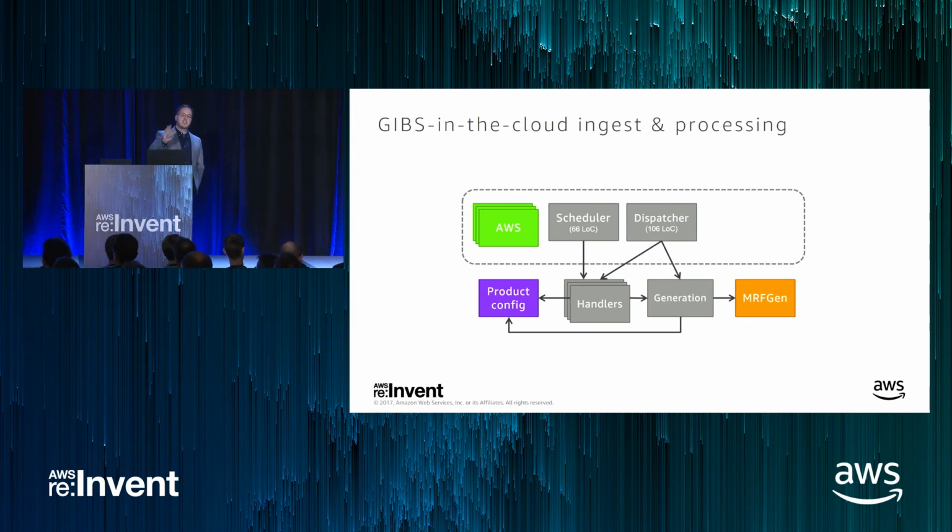This slide is a little bit dated. It's grown since. But at the time when we first put this together, the 66 lines of code in the scheduler and the 106 lines of code in the dispatcher were really in the neighborhood of where it was. It was a tiny amount of boilerplate code that we needed to make this run. And it let us focus down on that bottom row, which is the data processing and the conversion to imagery and building tile pyramids and things like that.